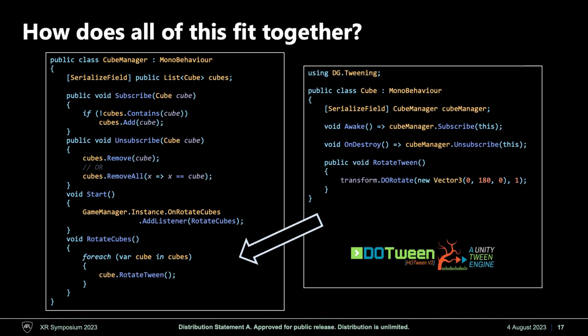Now, when we get into the cube manager, we have the same subscribe and unsubscribe. Let's see if I highlighted. Nope, I didn't highlight. Now I've broken it. All right, so we have added a start and a RotateCubes method. So this time on start, we're just saying, hey, that event that we created in the game manager, we want to add a listener to it. And in this case, we have a RotateCubes method that, just like we saw before, iterates through the list and tells the cubes that we want to rotate.